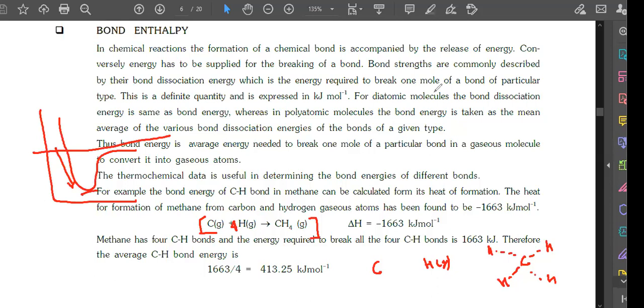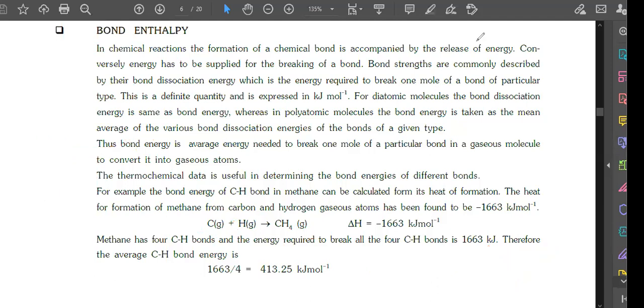if you form a bond, energy is released or energy is absorbed? Tell me, energy is released or energy is absorbed? Released, yes, because energy is decreasing. Energy is decreasing. So if energy is decreasing, it is released. So I can say that, see this is very important concept. In this case, how many CH bond is formed? Tell me, how many CH bond is formed? 4, right? 4 CH bond is formed.